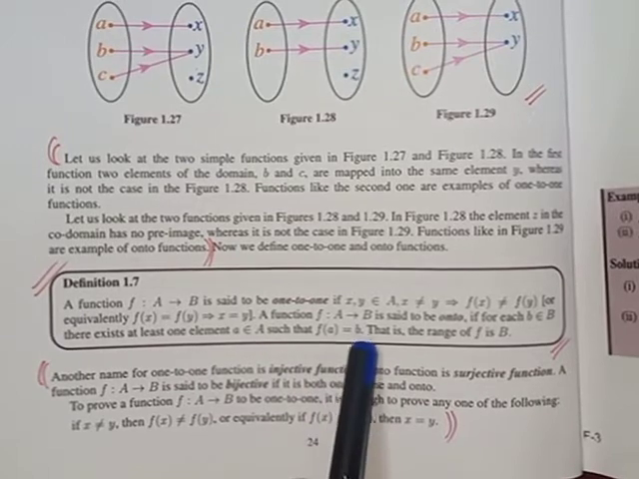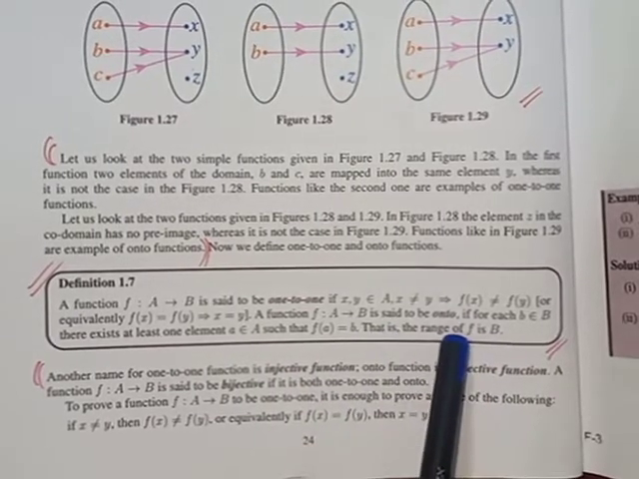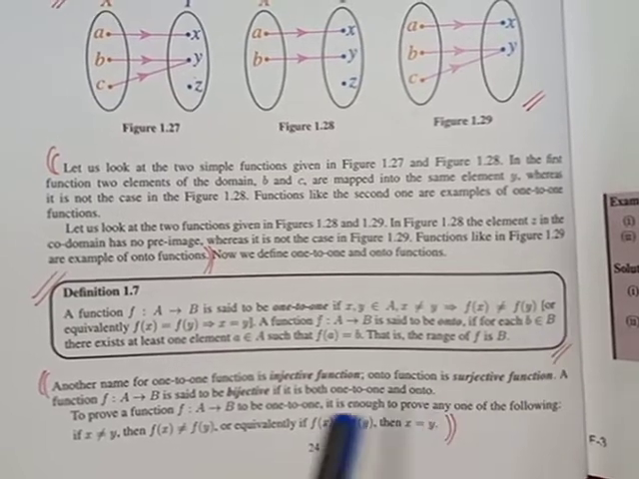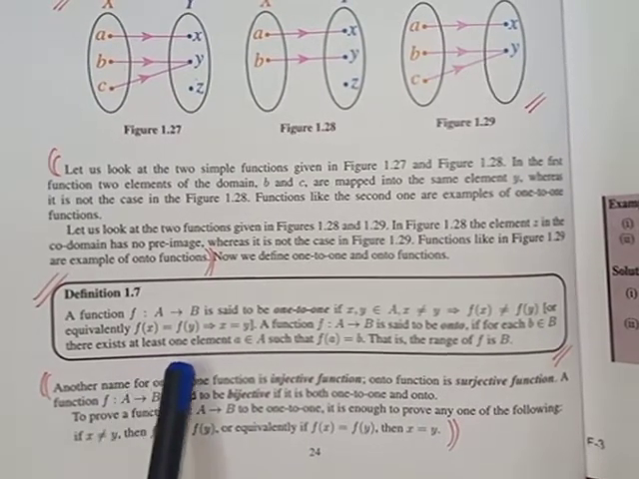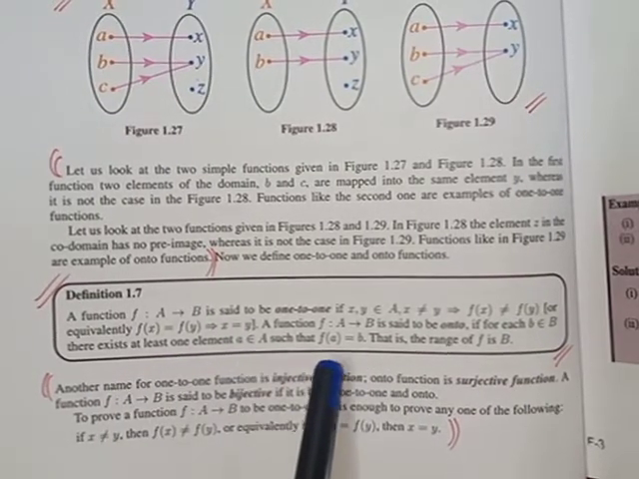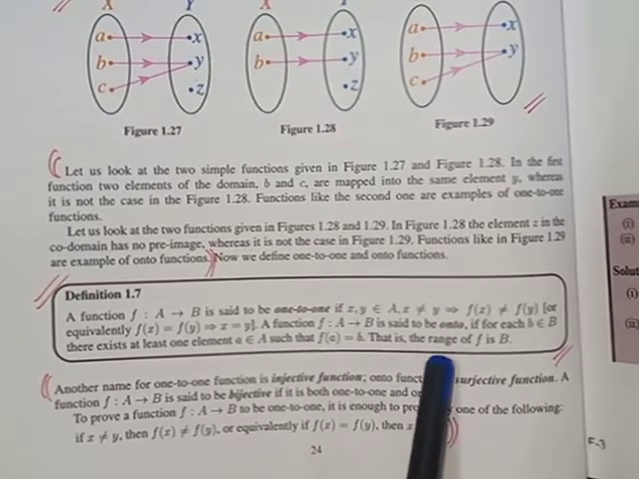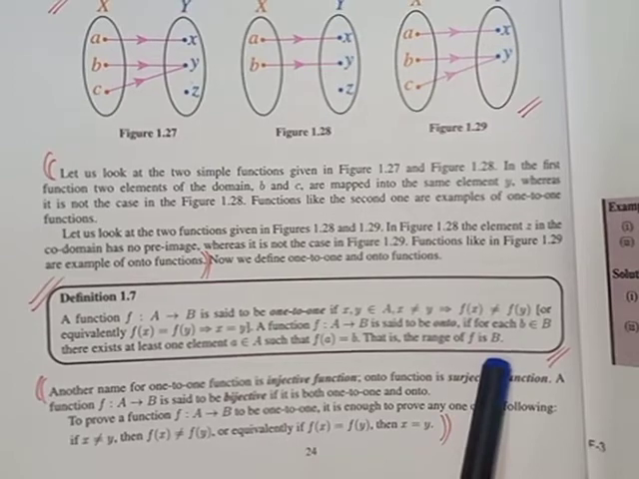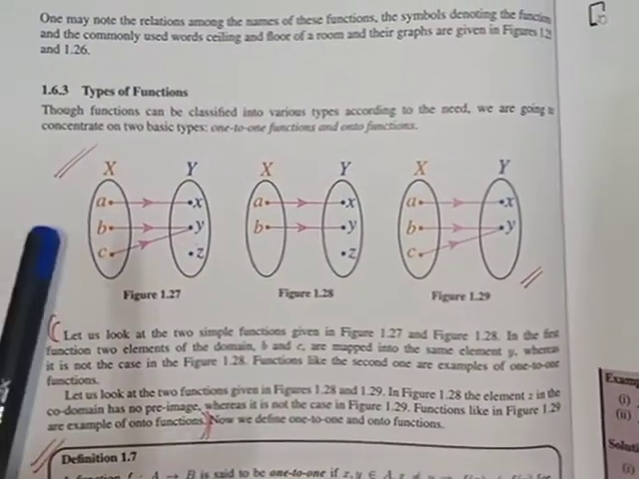A function f from A to B is said to be onto if for each b belongs to capital B, there exists at least one element a belongs to A such that f of a equals b, that is, the range of f is B. Here's an example. Listen here.